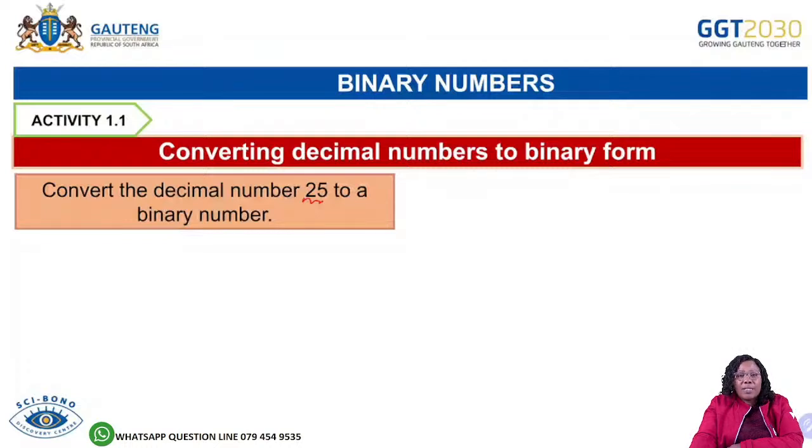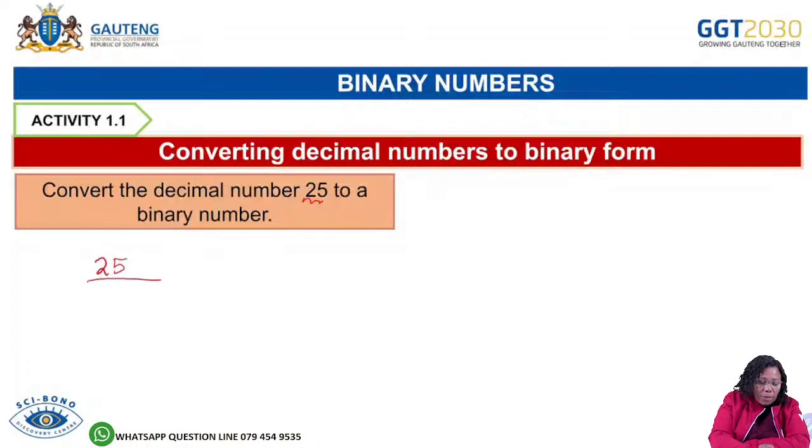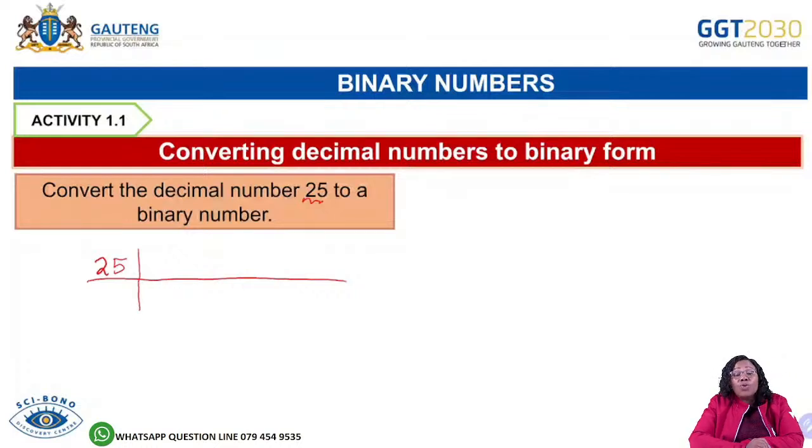How do you do that, grade 12? So now I will be having my 25 here. And then I will start dividing by 2. So to change a decimal number to a binary, division by 2 plays a major role there. So if we divide this 25 by 2, we will end up with what? With 12, remainder 1. Don't bother about remainders. We'll look at that later on, right?